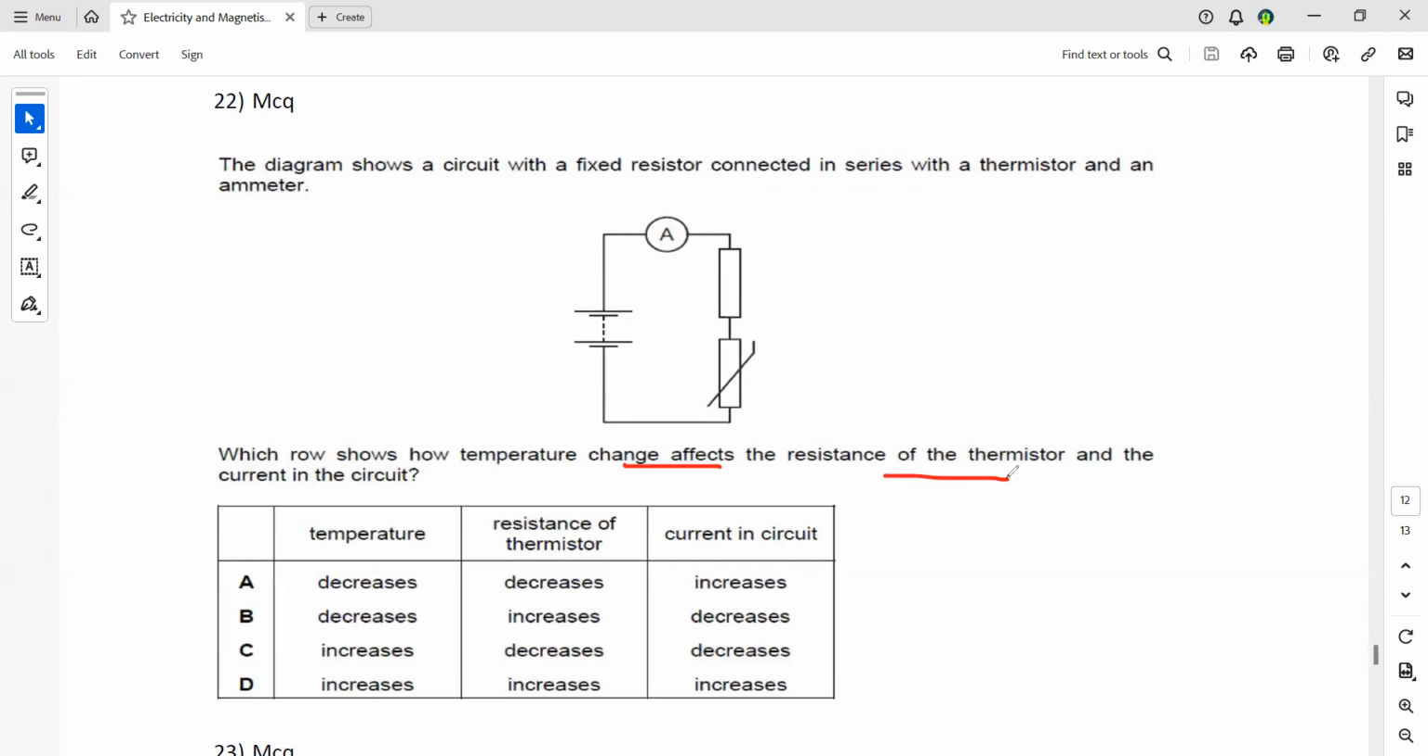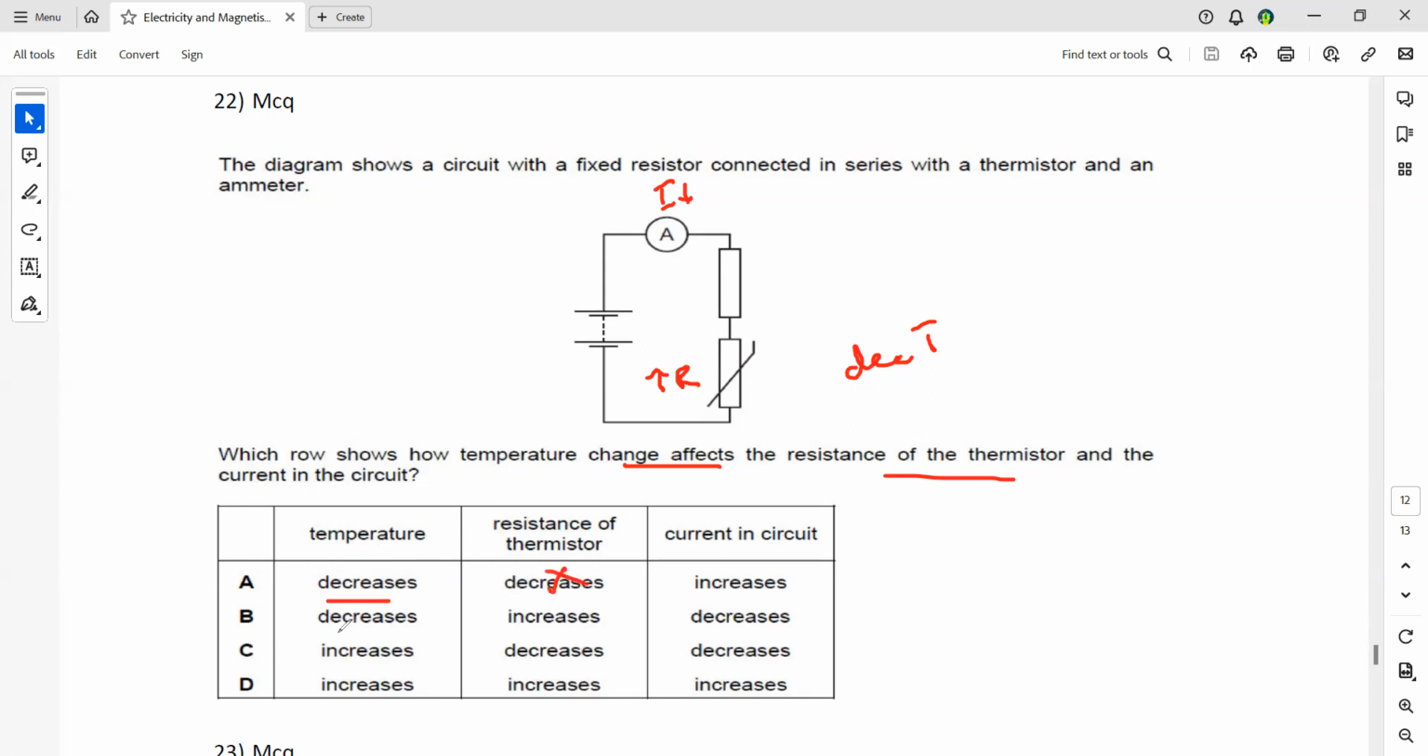Temperature: how does the temperature affect the resistance of a thermistor? If the temperature is decreasing, what happens to the resistance of the thermistor? It should increase. If the resistance of a thermistor is increasing, what happens to the current in the circuit? The current in the circuit should decrease. So if the temperature is decreasing, the resistance should increase.